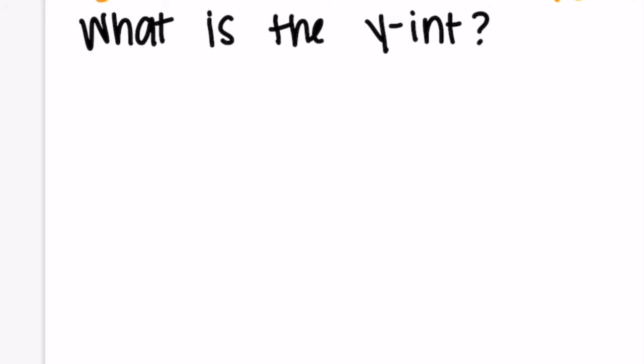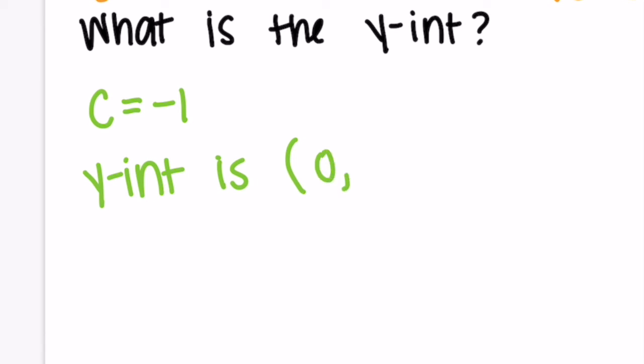Finally, what is the y-intercept? Okay, well, the y-intercept depends on c, and that's negative 1. So you could stop with just the y-intercept as negative 1, or you can write it as a point. The y-intercept is the point 0, negative 1.